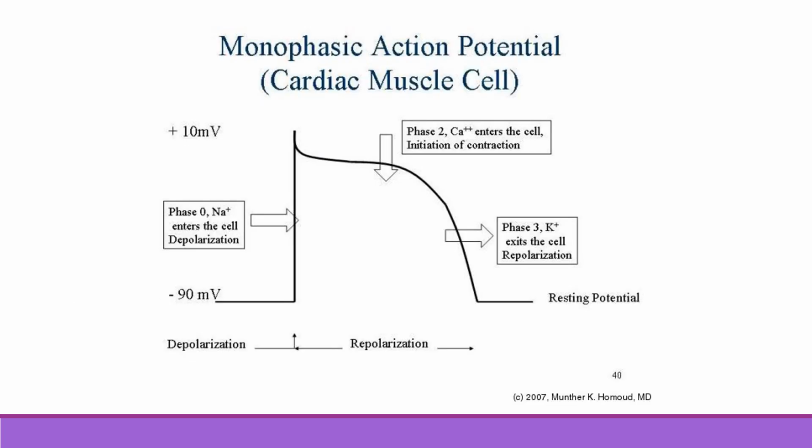So this should look familiar to everybody. This is an action potential in a cardiac muscle cell. And just to refresh your memory, we have several phases. There are technically 4 phases.